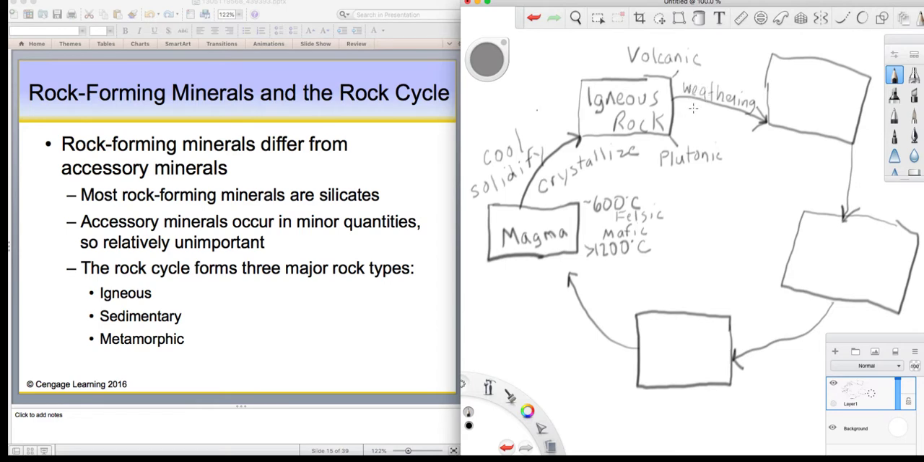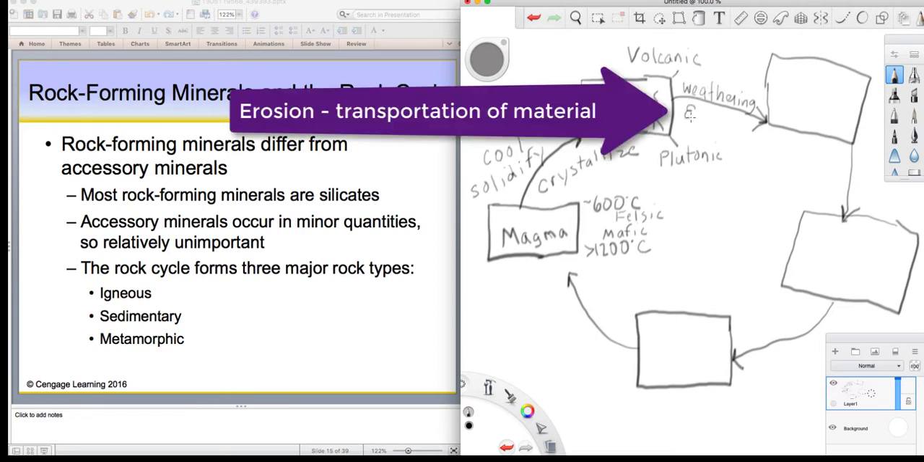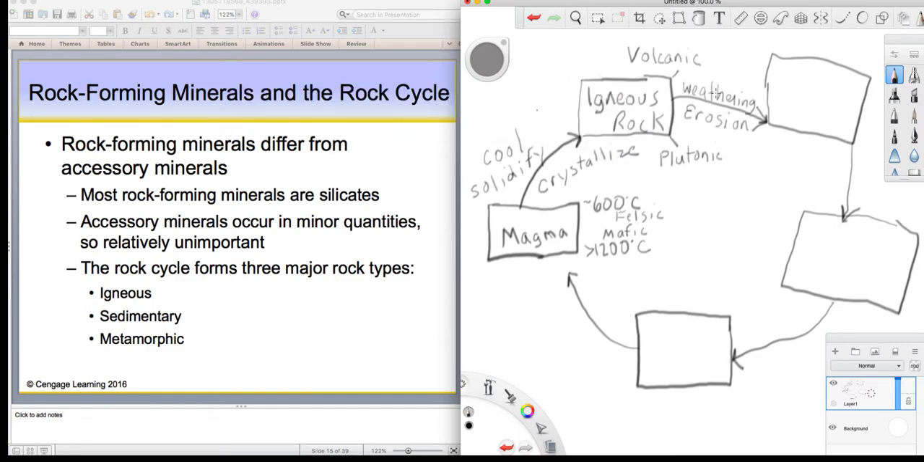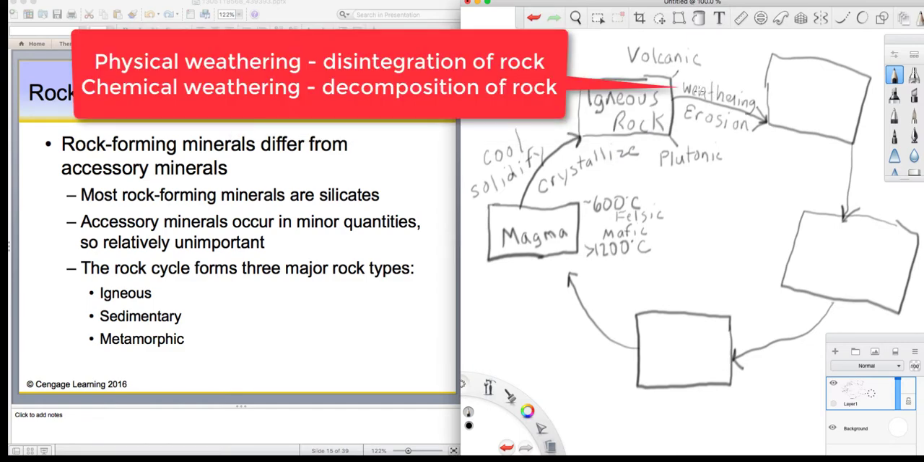But now you've got to move them. So we're going to move them through a process called erosion. Think of erosion as transportation, but weathering as liberation. So that's liberation and transport. You'll see that there's physical weathering and chemical weathering. We'll get into the different types of weathering, but then we're going to move that stuff.